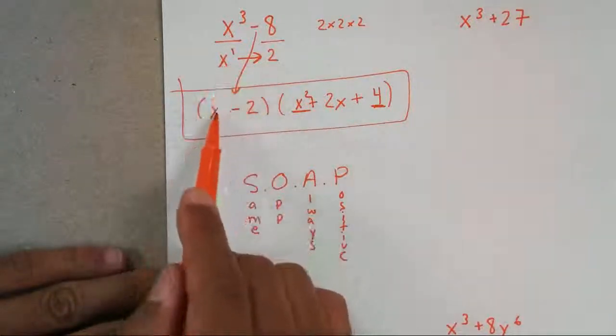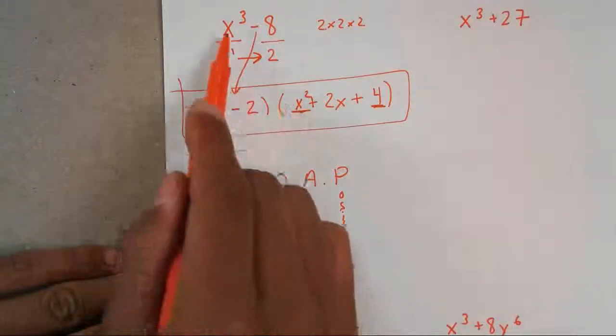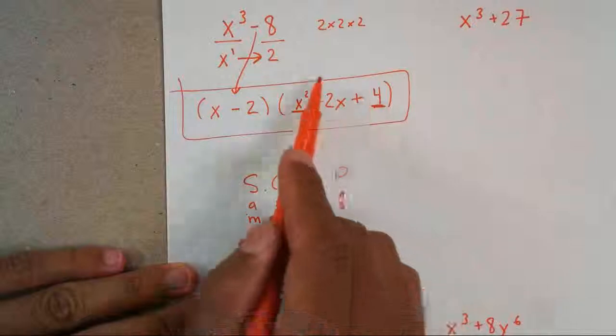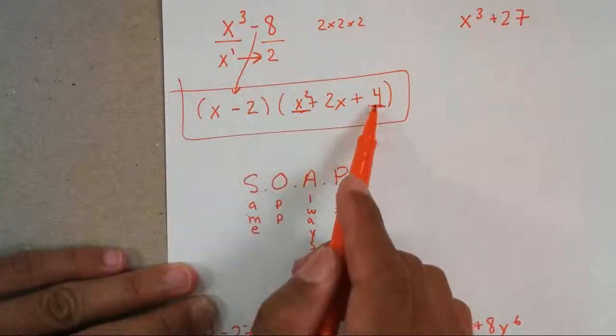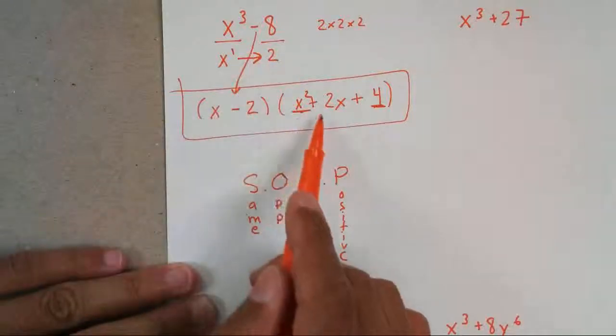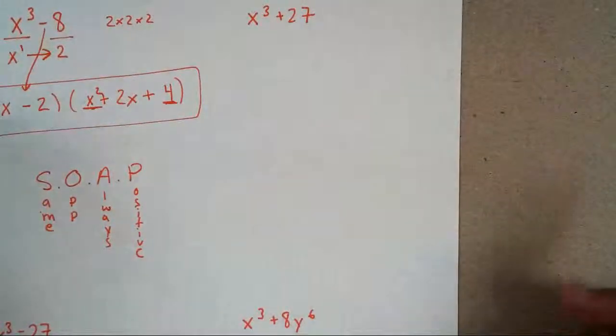These bases just drop down. To figure out the first one, well, this is all the way on the left, so is this one. Divide it. X squared. This is all the way on the right. Divide it. 4. To figure out the middle, you're going to multiply your bases, which gives you a 2x. So now we're going to do another one. X cubed plus 27.